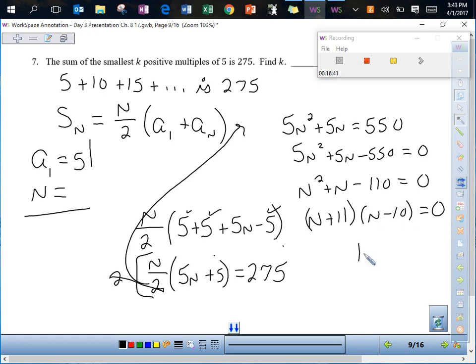Solve that. I'm going to get 10 for the number of terms that I need to work with. So my answer is 10. Okay. If you struggle with that one on the assignment a little bit, trust me, we're going to be doing it in class again. So there's the first part of the lesson.